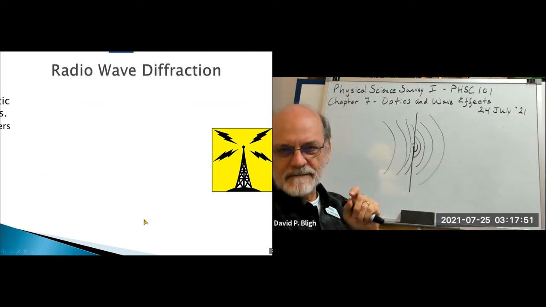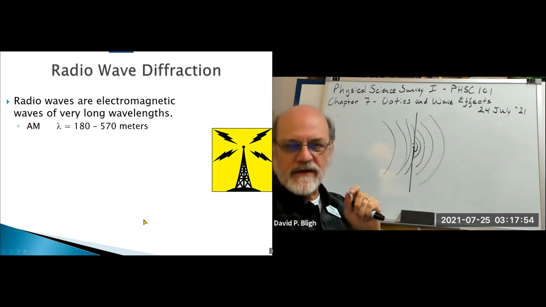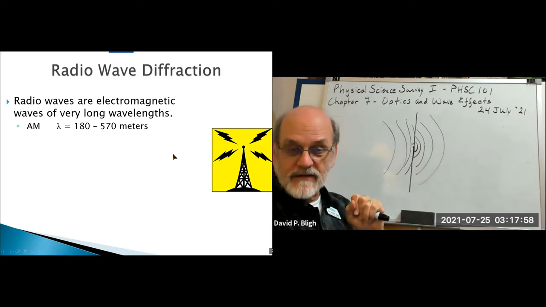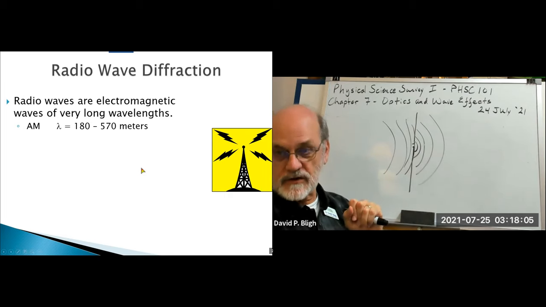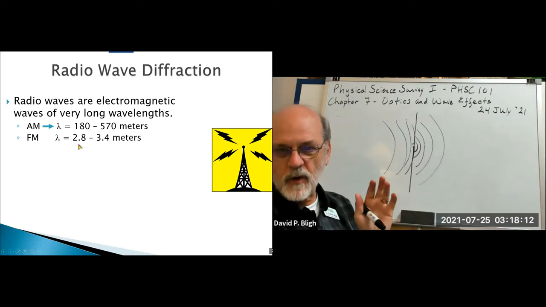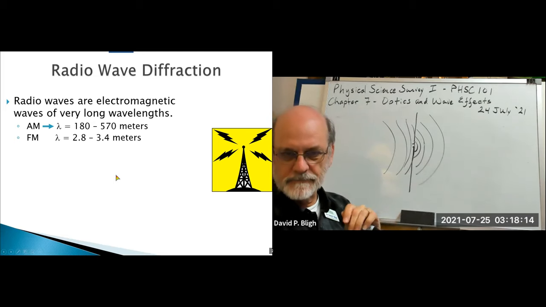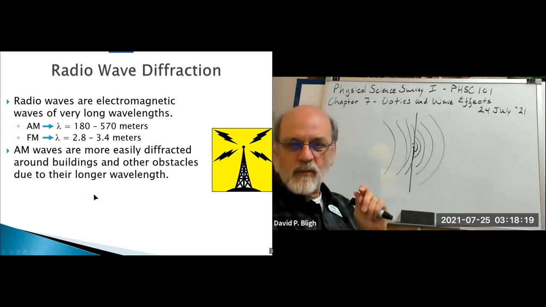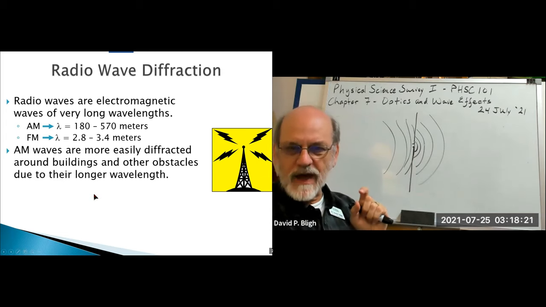All right. Radio wave diffraction. Radio waves have a wavelength for the AM spectrum of about 180 to 570 meters. Very long waves. FM is much shorter, 2.8 to 3.4 meters for the FM spectrum. So AM waves are more easily diffracted around buildings and other obstacles due to their longer wavelengths.